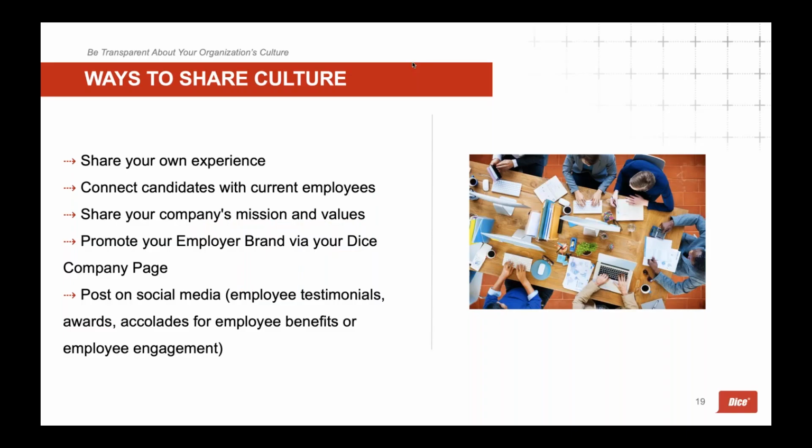Rather than assuming candidates will research company culture on their own, be transparent in the recruiting process by sharing your experience with the company, introducing the candidate to current employees inside and outside of their department. Share your company's values and mission with the candidate early on to make sure that the candidate's values align. You can also do this through employer branding on your company page on Dice or on social media pages by posting photos and testimonials from employees and awards that your company has earned for being a great place to work.